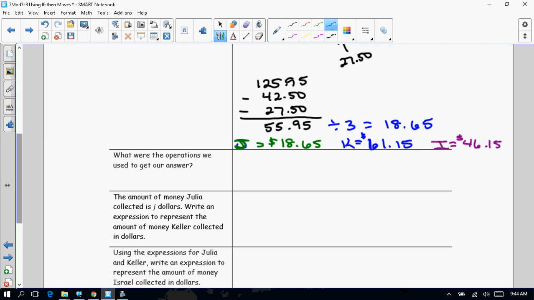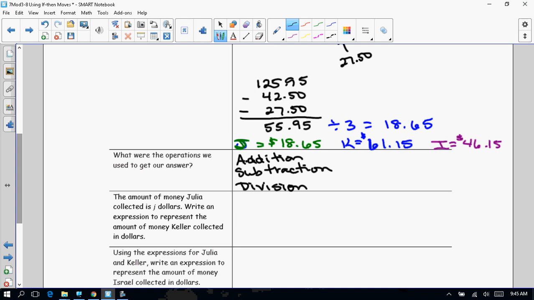Okay, so what operations did we use in this process? Oh, there's the bell. What operations did we use? Well, we used some addition, we used some subtraction, and to get the final answer, we had to do a division.